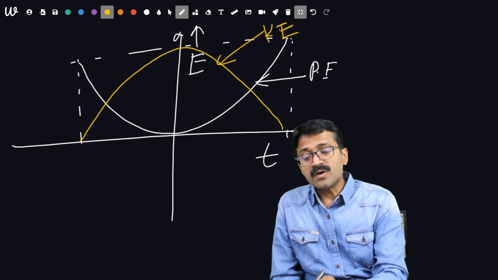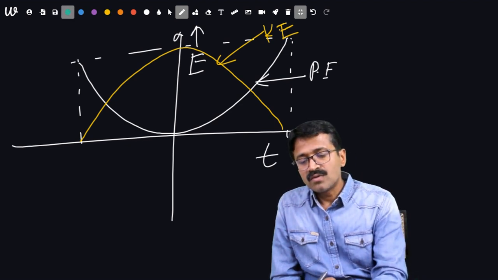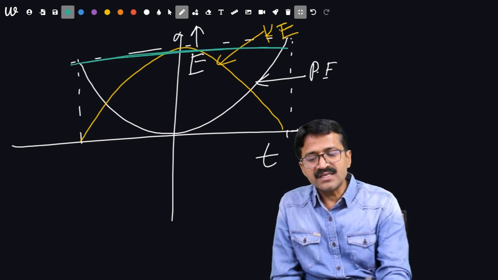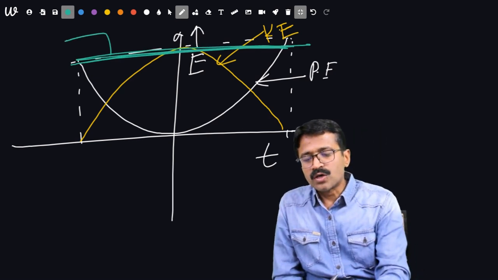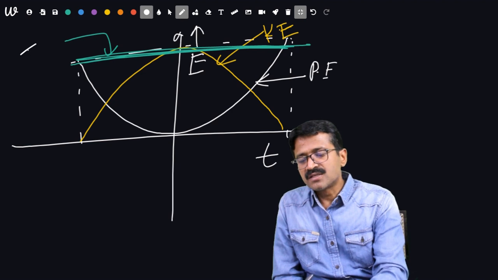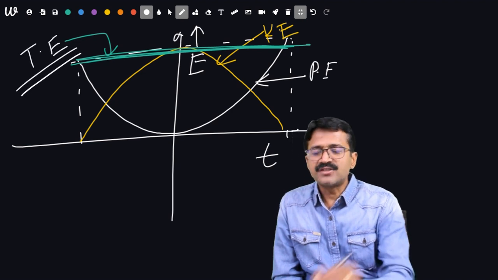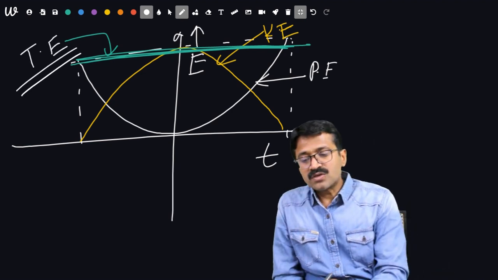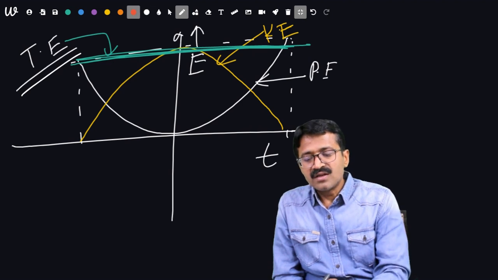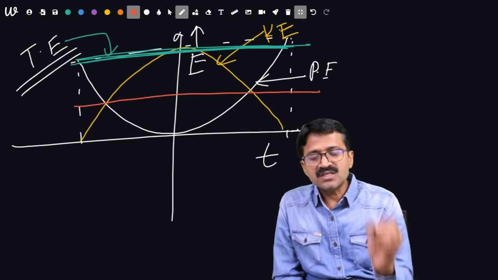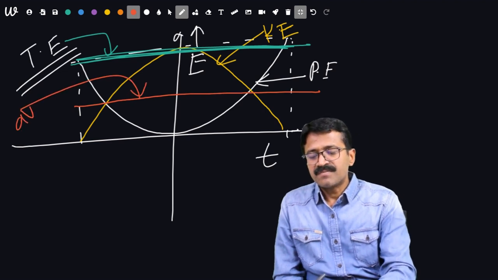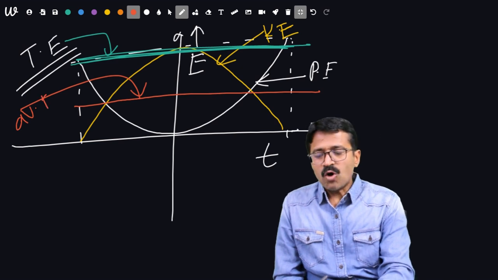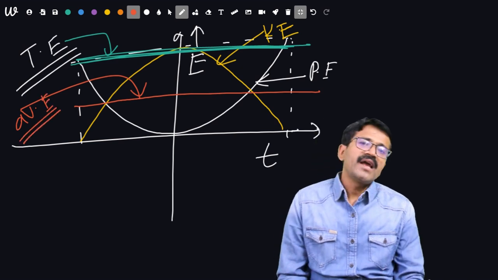Now what about this curve? This graph is for mechanical energy or total energy. This is for total energy. Now what about this graph? Listen carefully. What about this graph? It is for average energy. Either average kinetic or average potential energy.